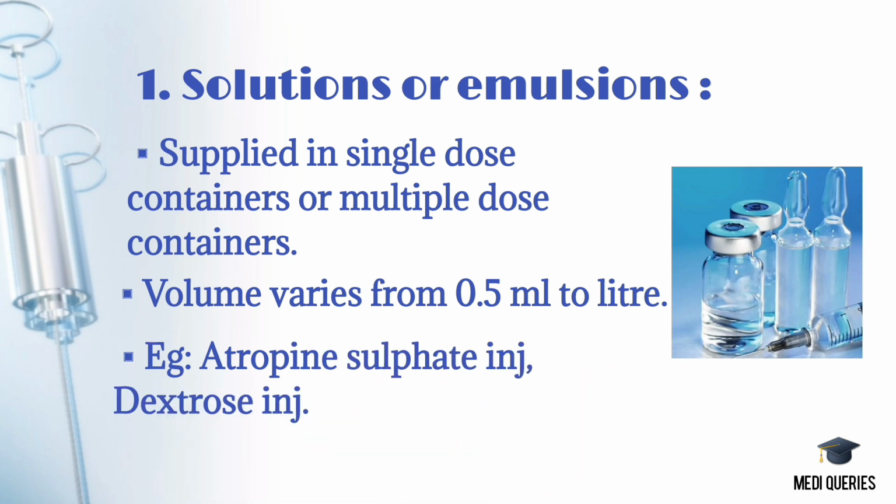The parenteral preparations in this form may be supplied in single dose containers or multiple dose containers. Its volume varies from 0.5 ml to 1 liter. Examples are atropine sulfate injection and dextrose injection. These are nothing but normal types of injections.